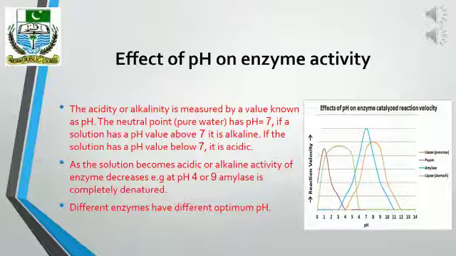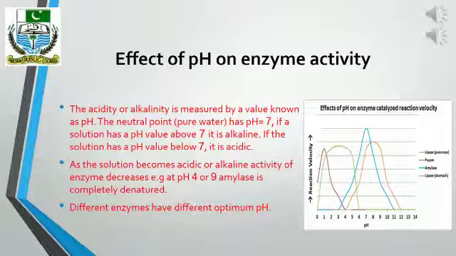So what is pH? The acidity or alkalinity of any solution is measured by a value. That value is known as pH. The neutral point is 7. For example, in pure water, when any solution has pH 7, that solution is known as a neutral solution.